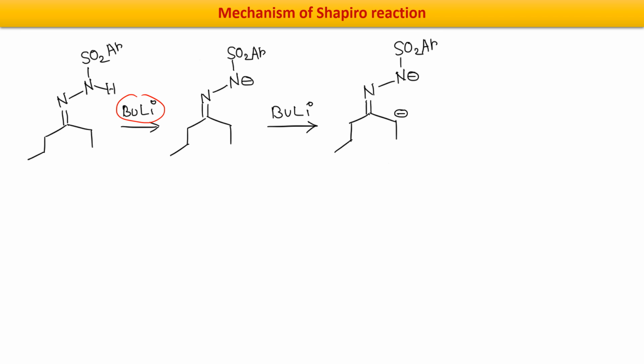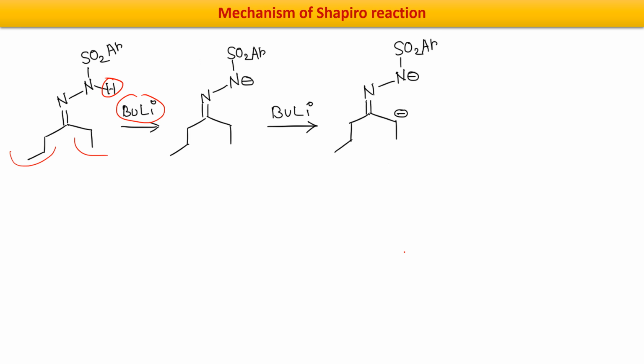This I have taken intentionally because here both sides do not have the same type of groups. Different groups are there, right? So that we are able to understand which side the carbanion, that is a negative charge, will be produced. So first, in presence of butyl lithium, because we have taken two equivalents, the first equivalent will remove this H.